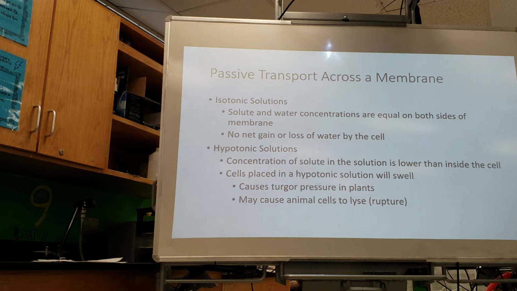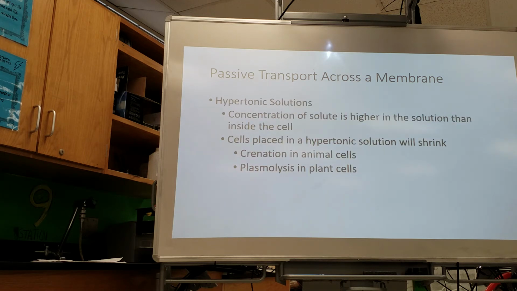However, animal cells cannot tolerate this condition. They'll lyse or rupture because we have no cell wall keeping our cell membrane intact. Your cell membrane can only stretch so much. Once you pour more water in, it's just going to pop.